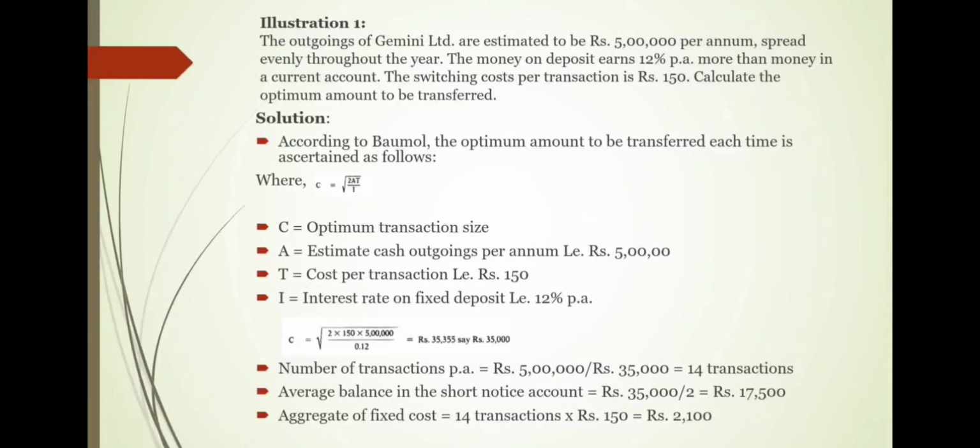Then C is equal to the root of 2 into 150 into 5 lakhs divided by 0.12, and the amount comes to rupees 35,355. Let's round it up to say rupees 35,000. The number of transactions per annum is rupees 5 lakhs divided by rupees 35,000.